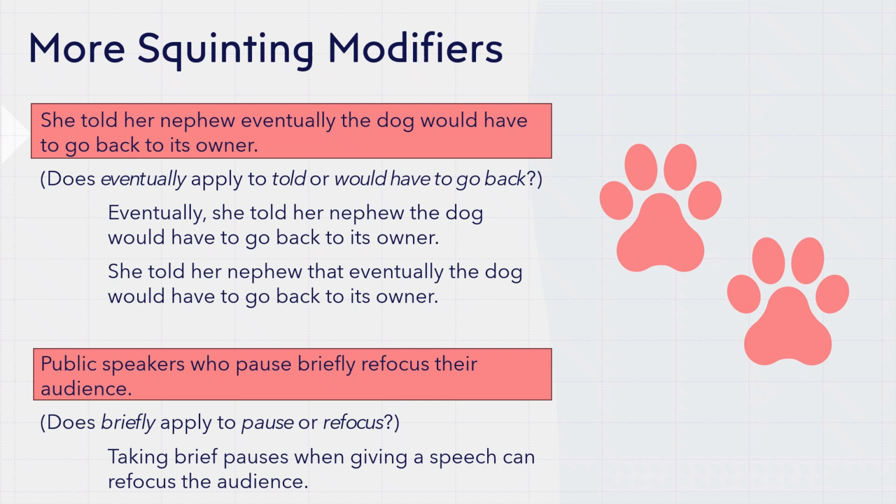And then another one: public speakers who pause briefly refocus the audience. Does briefly apply to pause or refocus? You can rephrase this as: taking brief pauses when giving a speech can refocus the audience. So we took the taking brief pauses. That is a rewrite. We're just changing the words around a little bit. The meaning is clarified though, that brief pauses are what refocuses the audience.